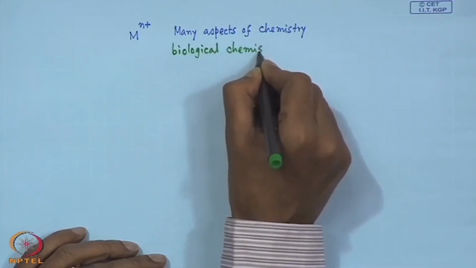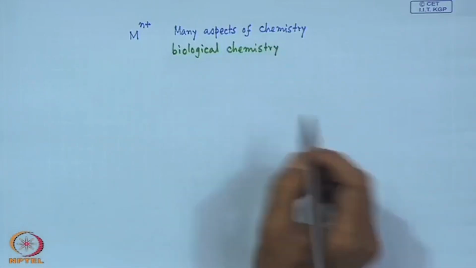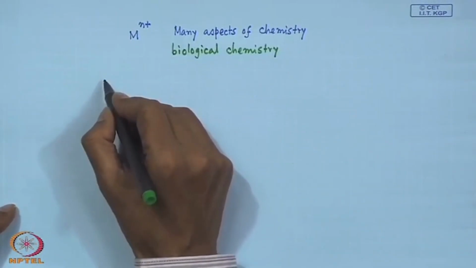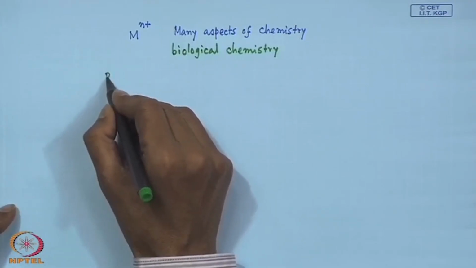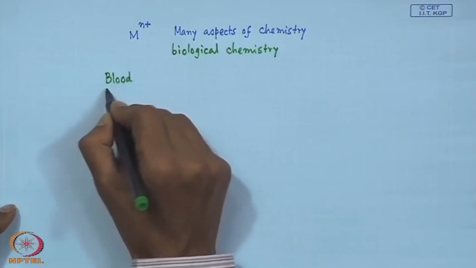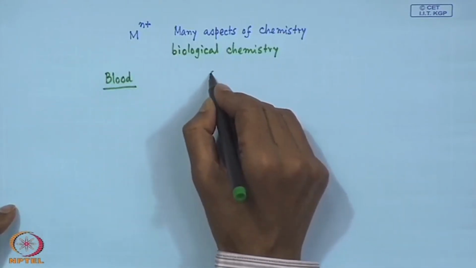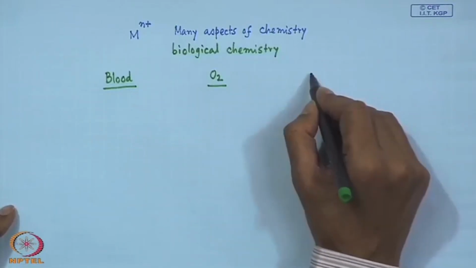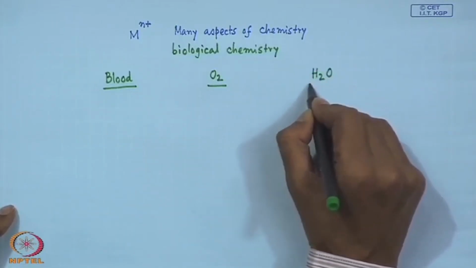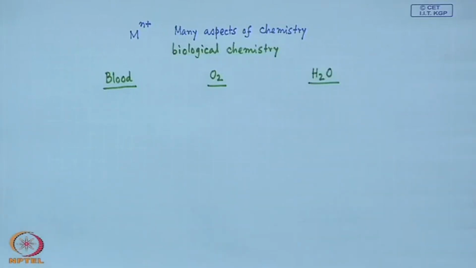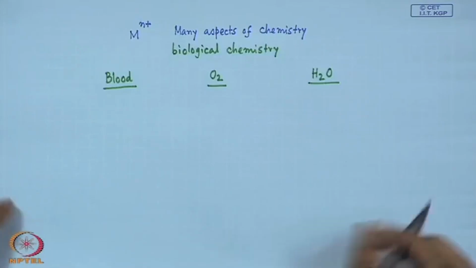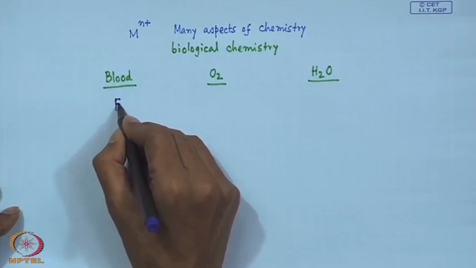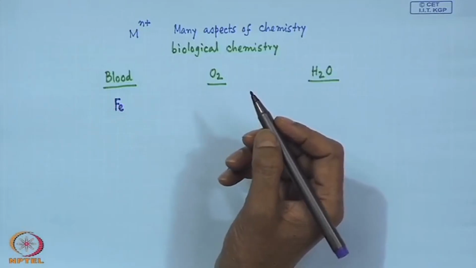biological chemistry, which is very important, because we all know, from very early childhood, that we have blood in our system. It is a very important species; all of us should know about blood, and about the oxygen present, because we are surviving on oxygen as well as on water molecules. We will discuss this afterwards, but in this introductory class, the very basic thing we know is that blood contains iron.